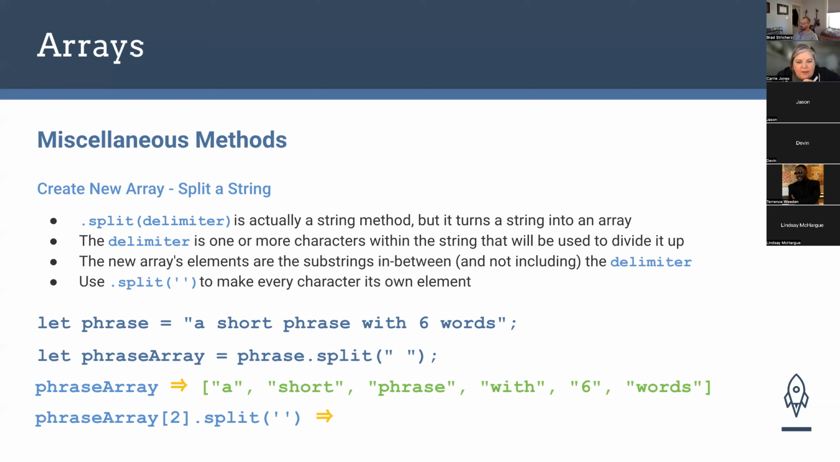Okay, so here's a tricky one for you. I want phrase array at index 2, and I want to split it into individual characters. What am I going to get?